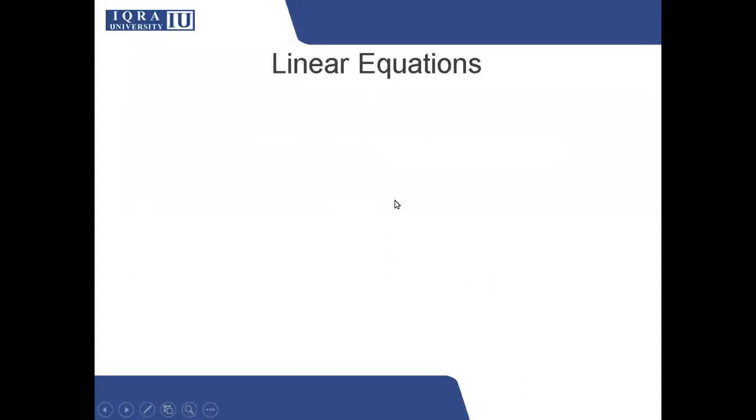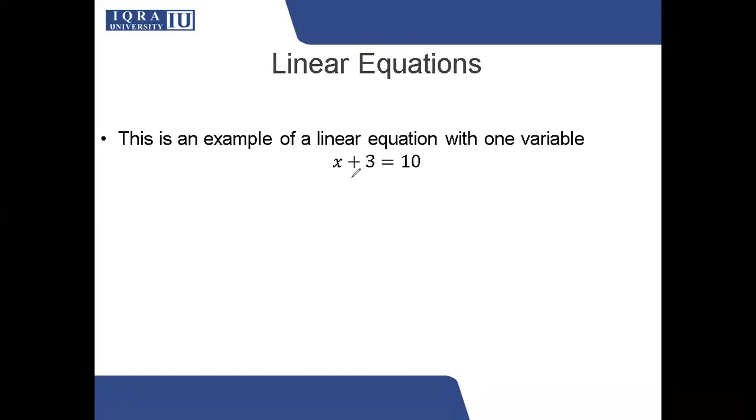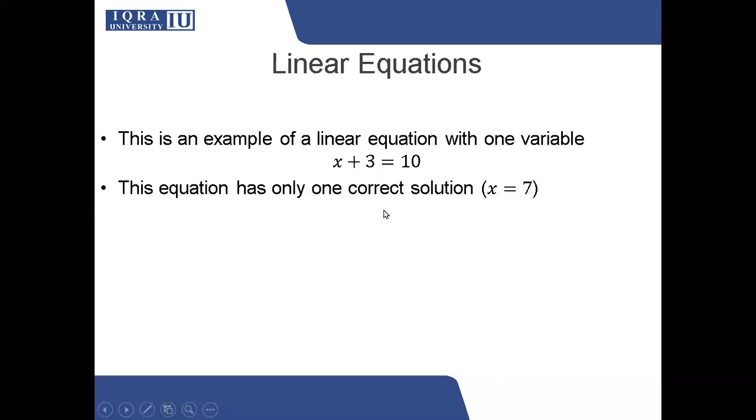Now, before we commence and talk about systems of linear equations, let's take a recap of linear equations. So this is an example of a linear equation with one variable, x plus 3 equals 10. Now you know that here the value of x can only be one number, and that is 7, right? This equation has only one correct solution, which is x equals 7. You cannot say that x can be 4, because 4 plus 3 is 7 and that's not 10, right? So it has only one solution.